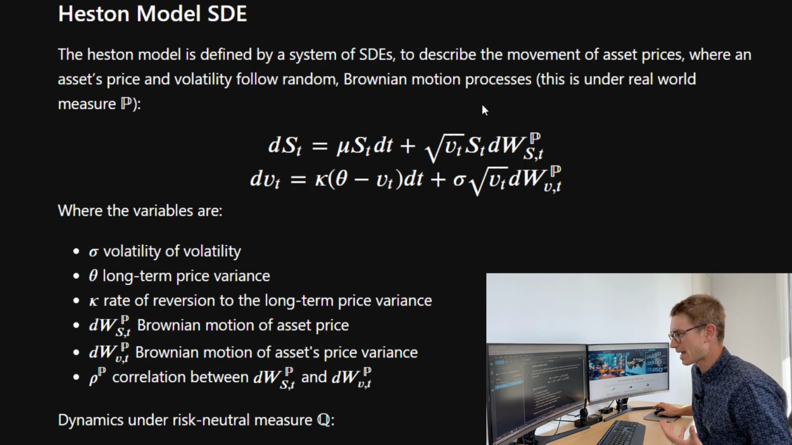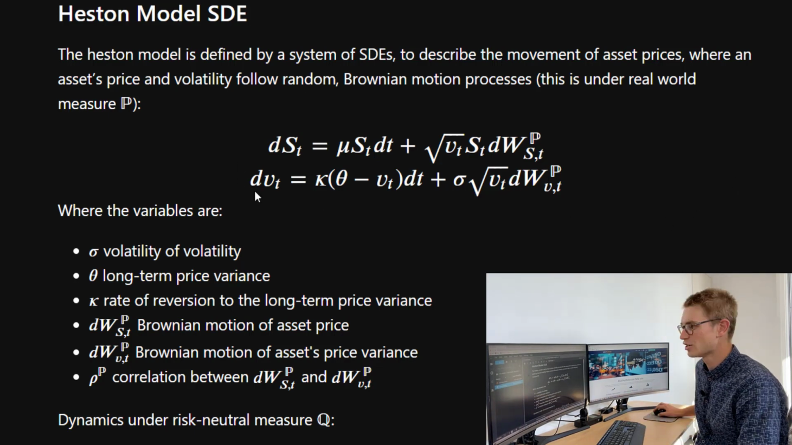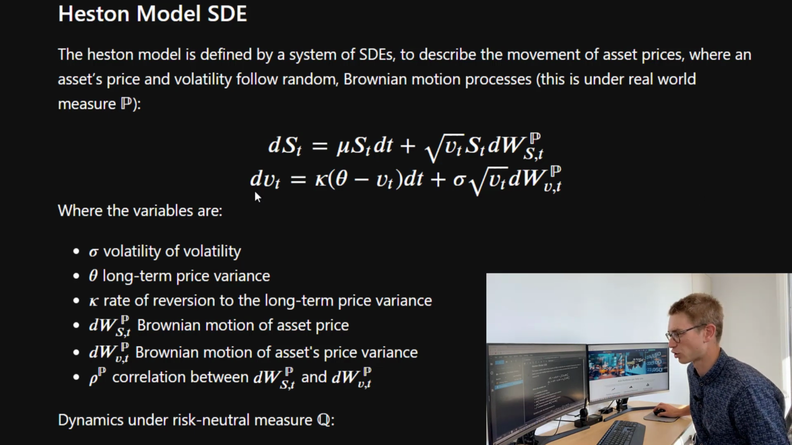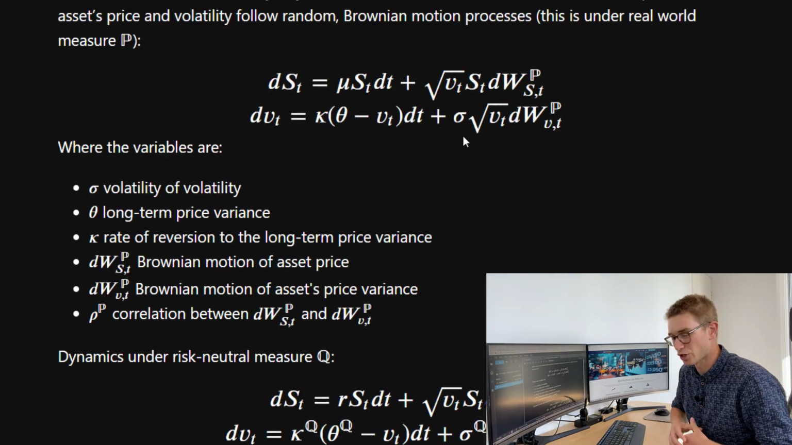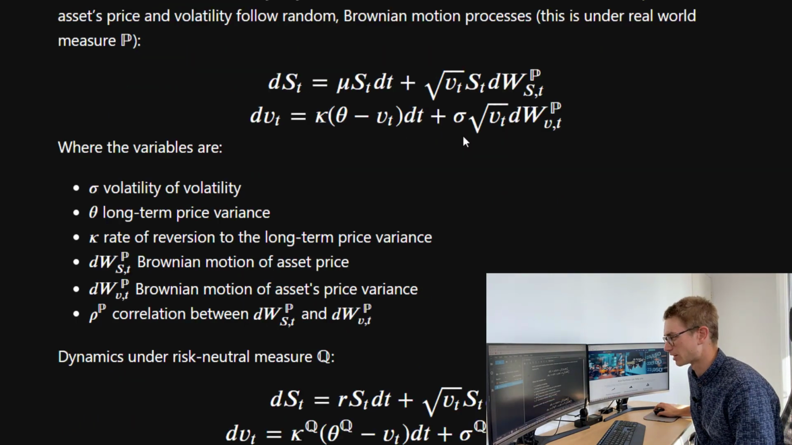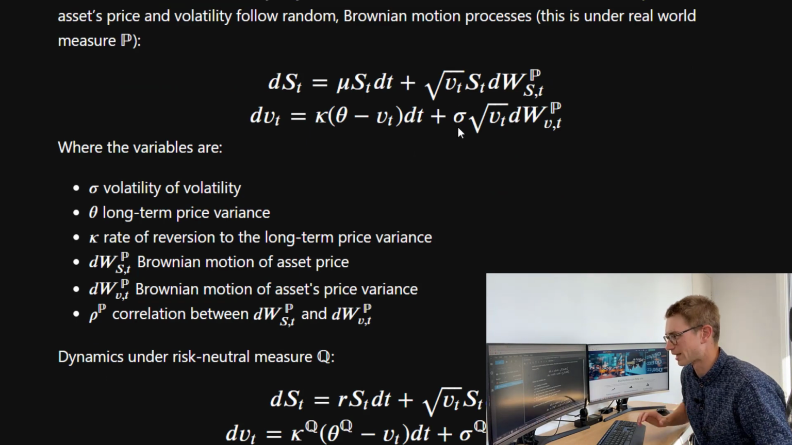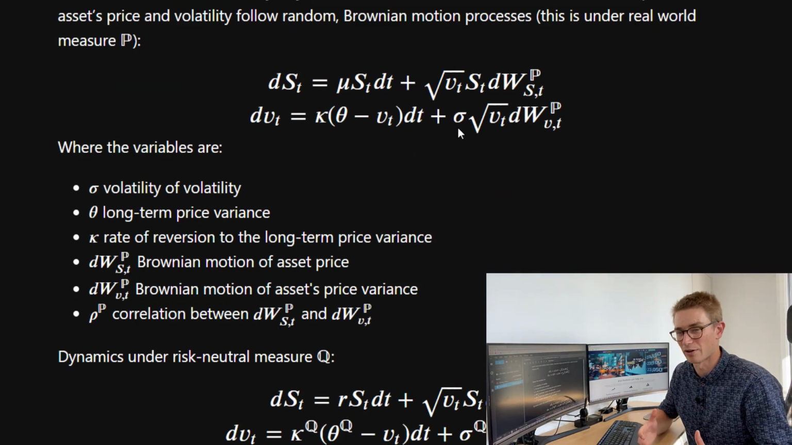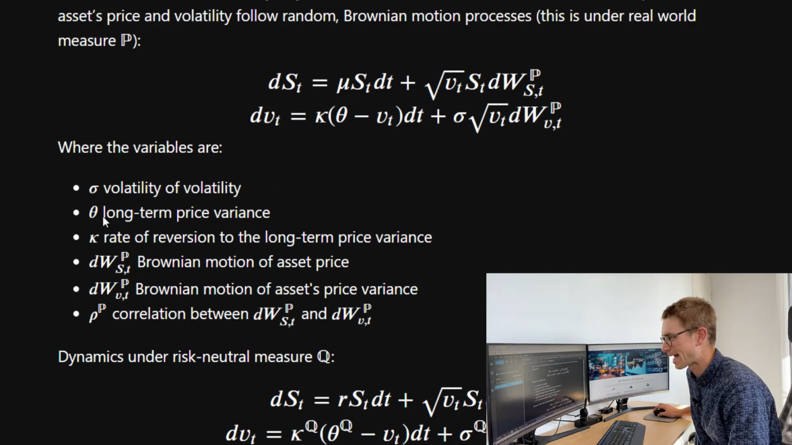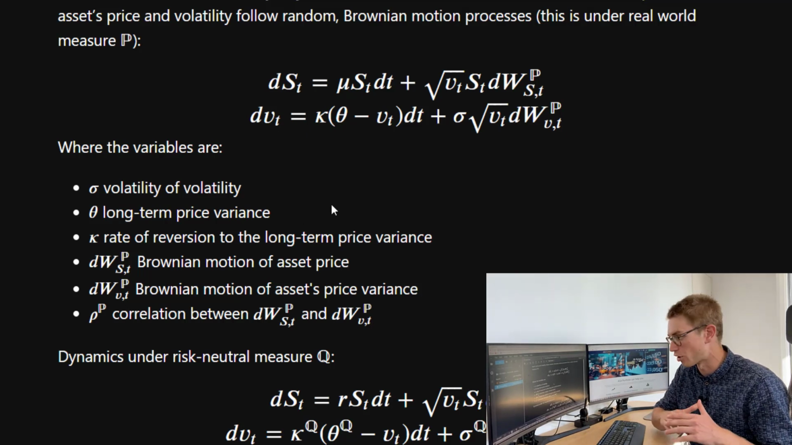Now in the Heston model, the SDEs are actually represented by a system of SDEs. Here we have the SDEs that describe the process under real world measure P. Here you can see that the second stochastic differential equation is actually modeling the square root process of variance. So some terms to be aware of here, we've got the volatility of volatility. So this is really the volatility of this square root variance process. Here we have theta, which is the long-term price variance. We have kappa, which is the rate of reversion in terms of that long-term price variance.